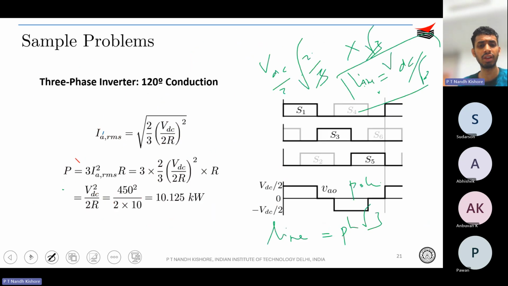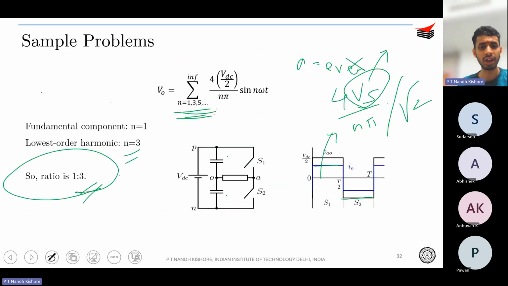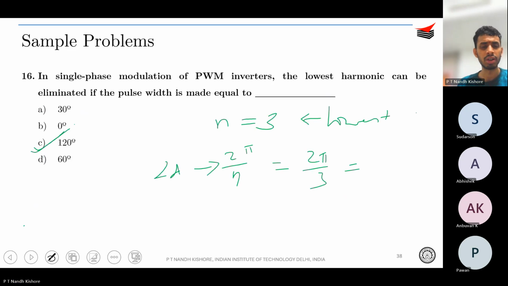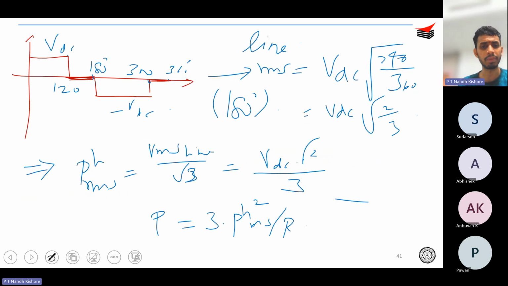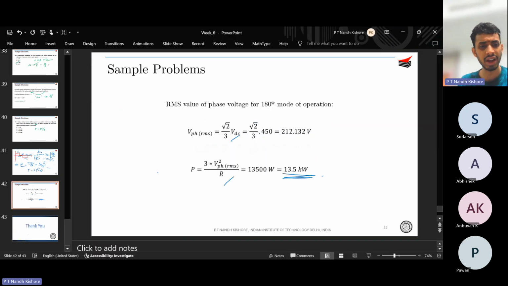Okay, so we have seen such a question for 120 as well as 180 conduction mode. I think this much is enough for reference purposes. Okay, so far so good. So we have around half an hour time. We can see some extra problems. So just hang on a second. I will add a few slides.